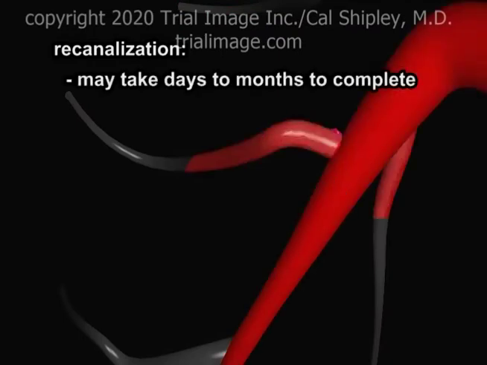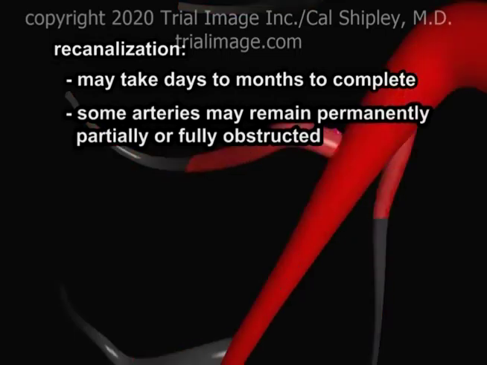The process of complete recanalization may take from days to months to occur. Some arteries may remain permanently, partially, or completely obstructed despite the passage of time.